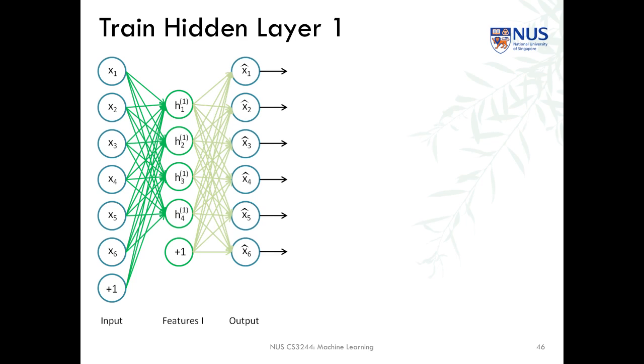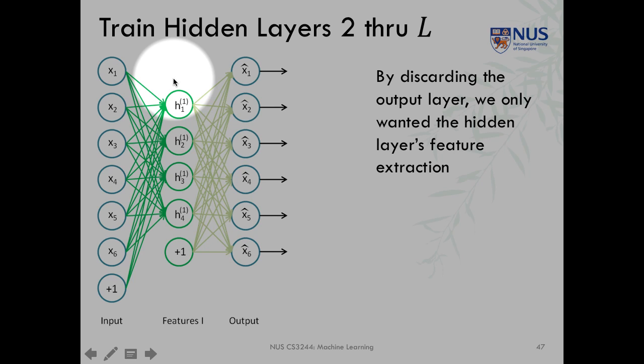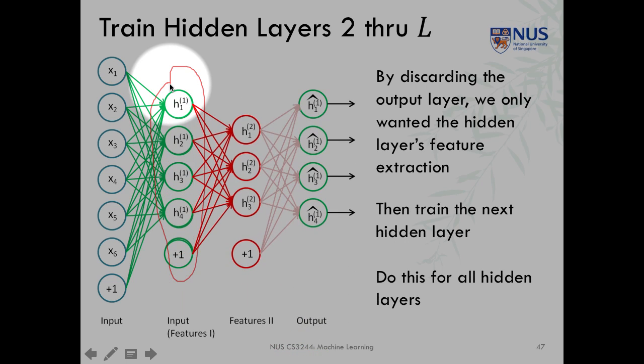Okay, so when we do that, we will train a hidden layer. Let's say I want to fix this layer first. I'm going to train that hidden layer using unsupervised learning. It's unsupervised because I just give the inputs as the correct outputs. Then I get rid of the output layer. This is what I'm after. I just want these weights to be good. And then I train the next layer.